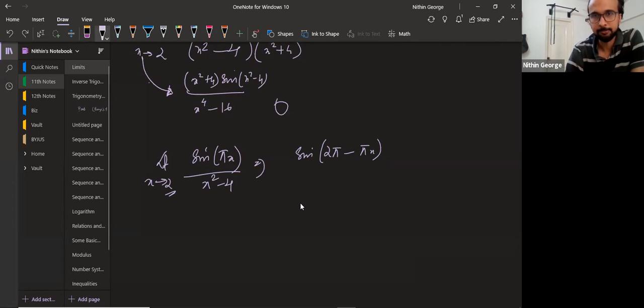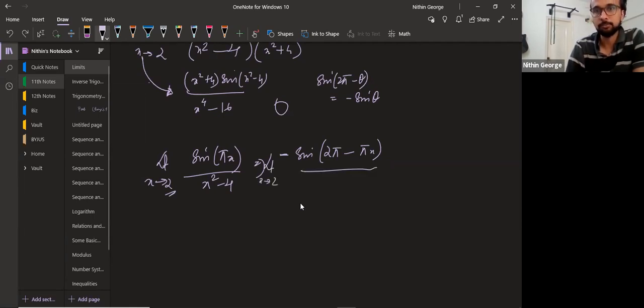Are you getting this? Then I can see the angle tending to 0. But sine of 2 pi minus theta is nothing but minus of sine theta. So I put this minus outside to balance the whole thing. Now my angle is tending to 0 when I put limit x tends to 2. Getting this, guys? Any doubts? No, sir.